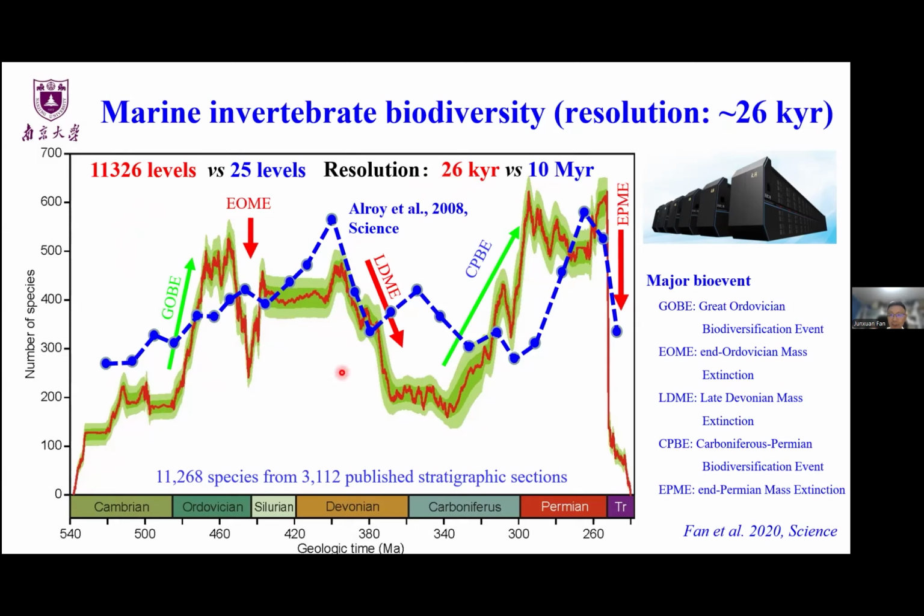And we can get more details about the evolution history of the marine invertebrates during the study interval, including the Great Ordovician Biodiversification, the end Ordovician mass extinction, and also the end Permian mass extinction.